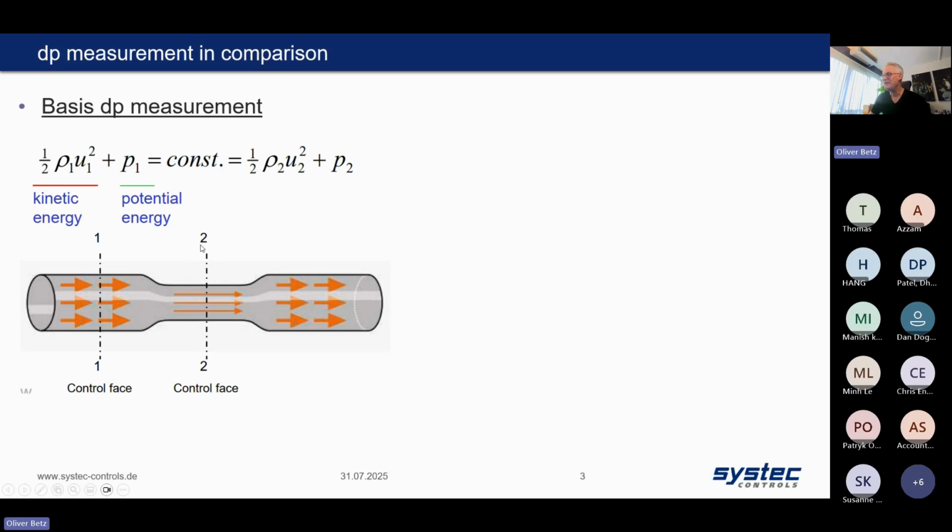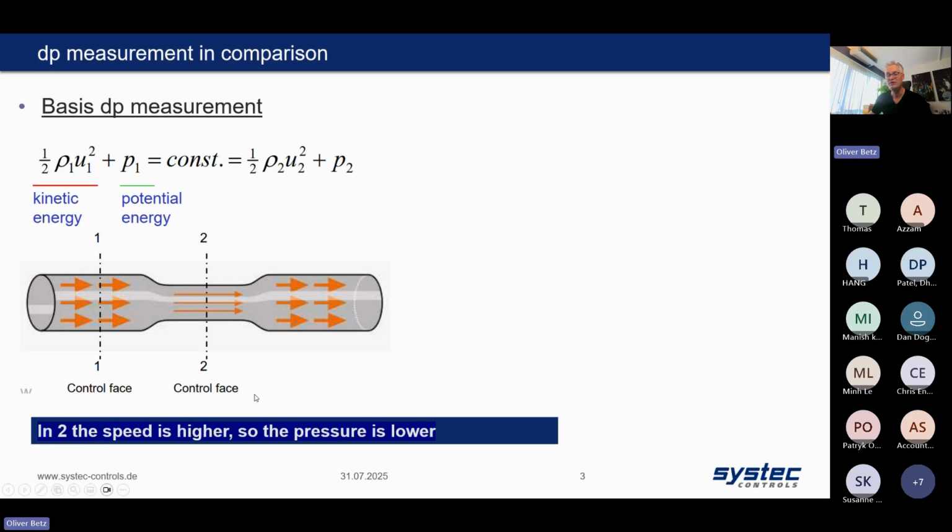So if you understand that the energy is constant, then you can make two equations for the kinetic energy and the potential energy. And by intelligent rearrangement of the formulas, you can calculate the mass flow in the end. So in position 2, speed is higher, so the pressure is lower. I think this is very easy to understand.